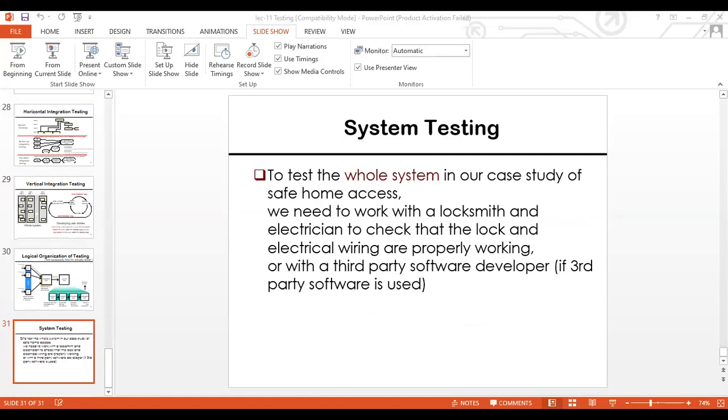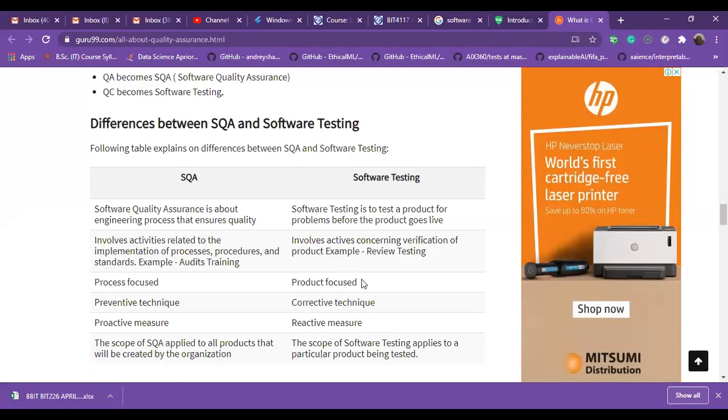Now, if I may share this screen of mine. So, the difference between software quality assurance and software testing. SQA is about an engineering process that ensures quality. Software testing is to test a product for problems before the product goes live. SQA implements activities related to implementation process, procedures, and standards, for example, audit and training. Testing involves activities concerning verification of the product, for example, review and testing.